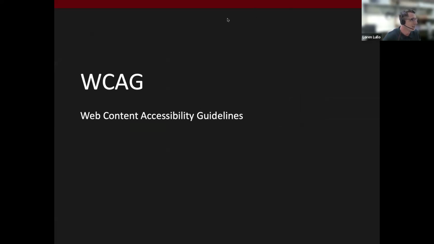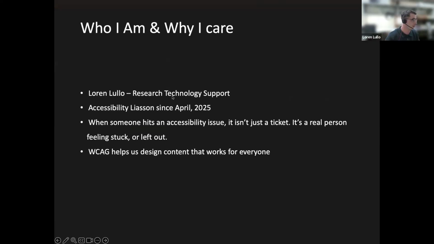Bingo. Okay, great. So this is going to be kind of a presentation on web content accessibility guidelines. Also just a presentation on things I've been learning as far as accessibility goes, and how some of these guidelines apply to things that I see here at ASU. So yeah, next slide. Oh, got it. There we go.